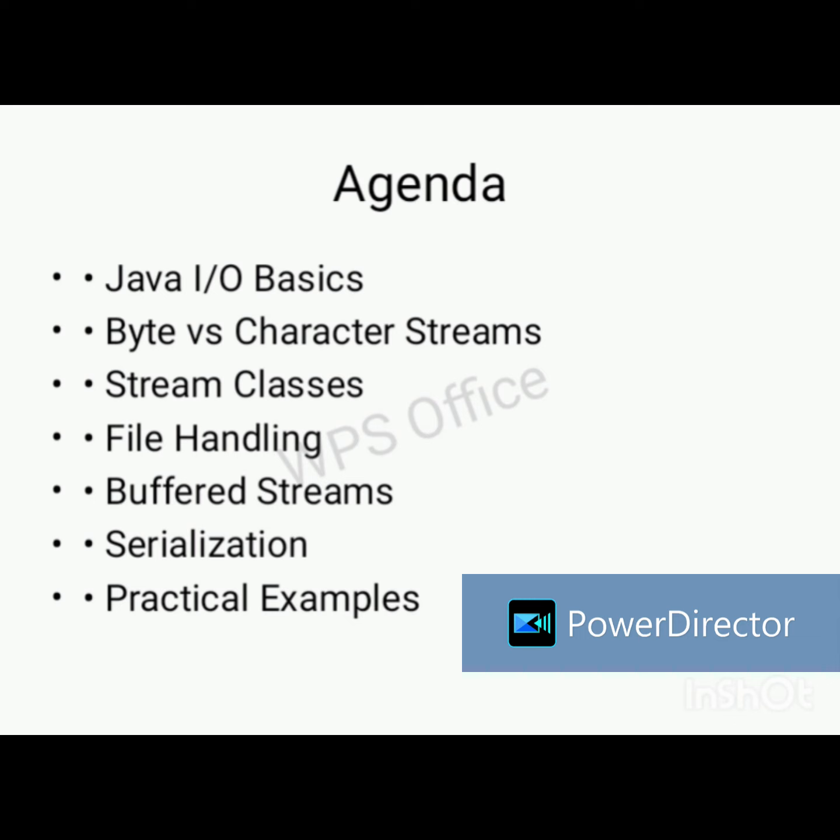Fifth one, buffer streams. Performance is key, especially when dealing with large files. We will see how buffered streams improve input output efficiency. Sixth one, serialization. Learn how to convert Java objects into byte streams and vice versa, which is crucial for saving and loading object states. Seventh one, practical example. Finally, we will wrap up with some real world coding examples to reinforce everything we have learned.